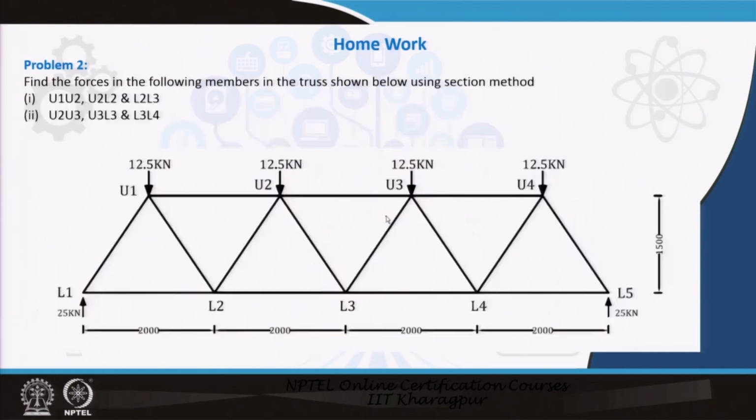And another one: the same truss which has been solved in this particular problem. I have solved this by the joint method. Here you have to find out the forces in these first 3 members, and these other 3, by the section method. These 3 members are to be found by the section method.